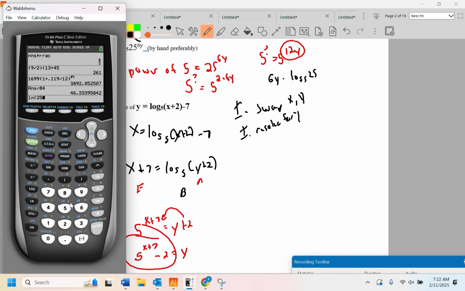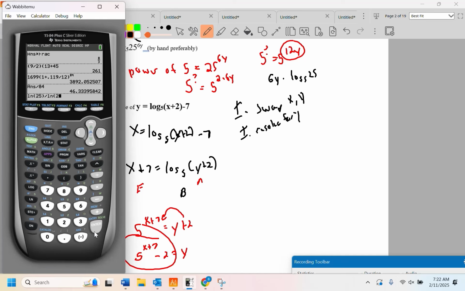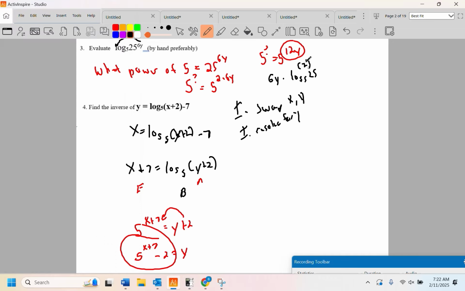And, do change your base or whatever if you can't answer that in your head. But that should be a 2, right? Because it just was a 2. I'm making mistakes when I type. That should be a 5. And I find that this piece is 2. So 6y times 2 is 12y.